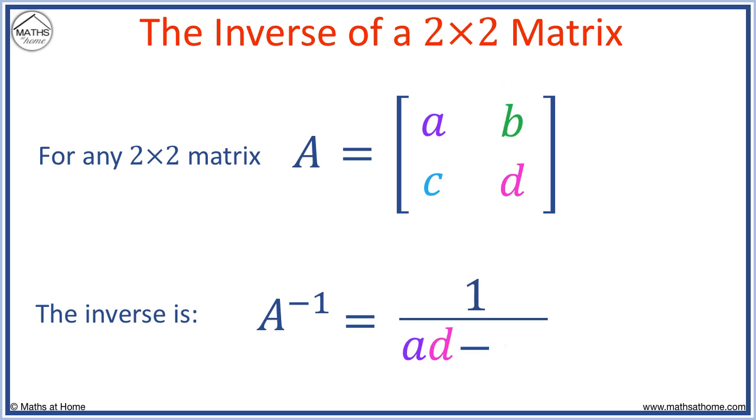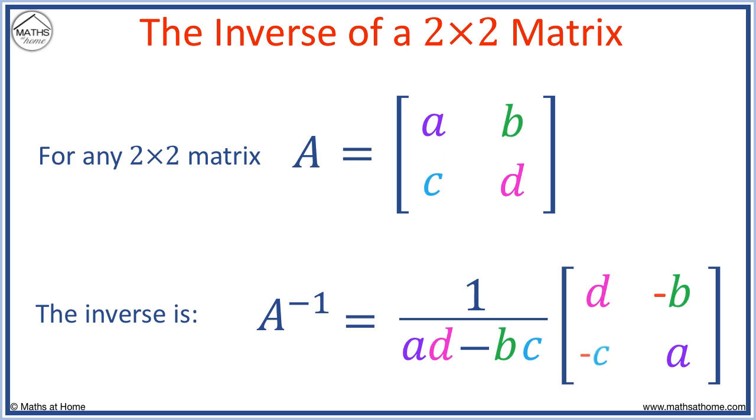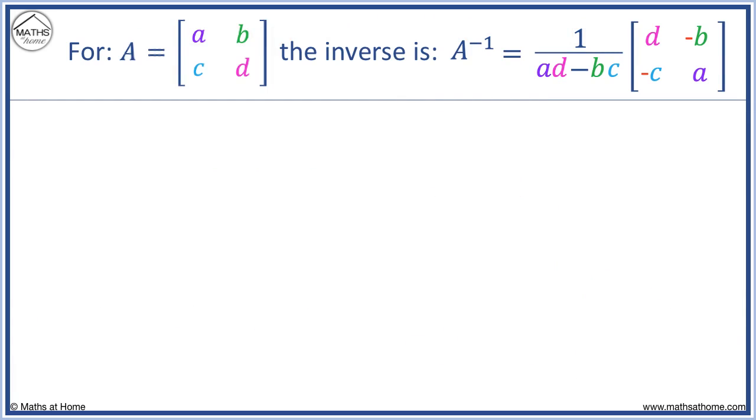minus BC. Then inside the matrix, we switch the positions of the elements A and D, and B becomes -B, and C becomes -C. We will use this formula in the following example.